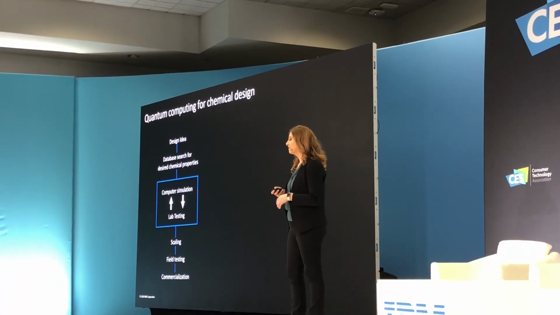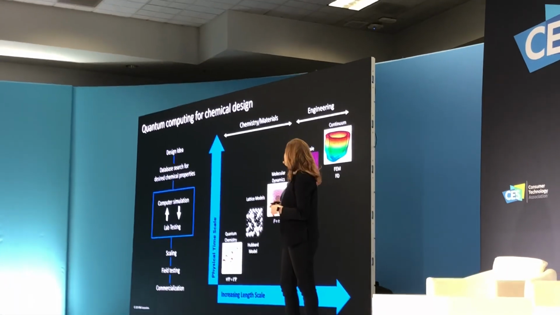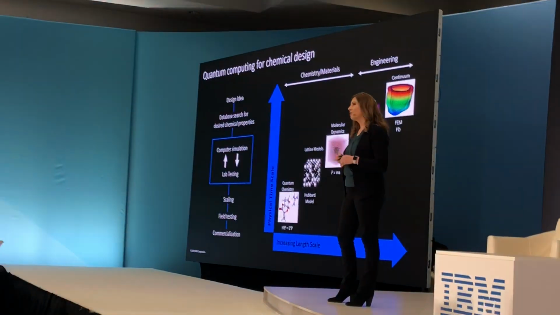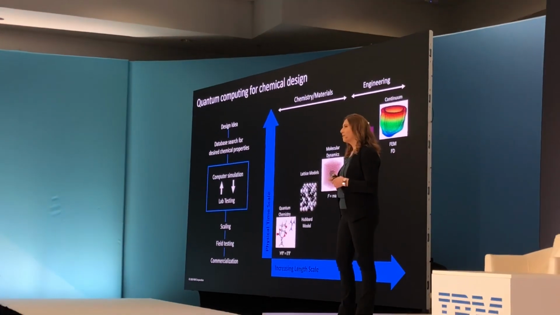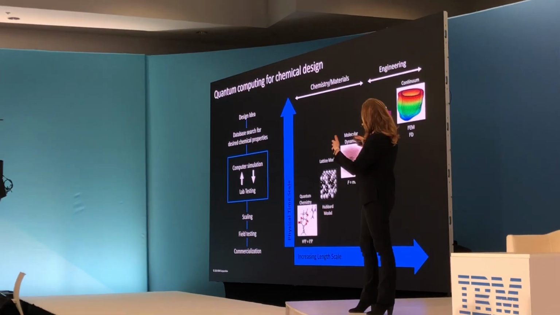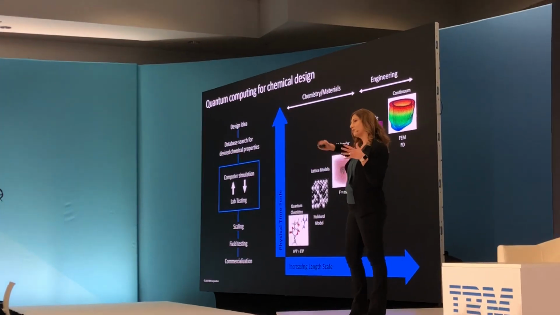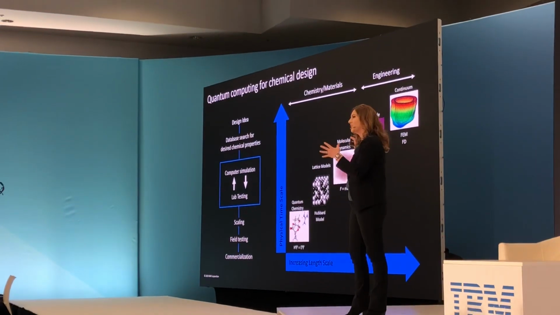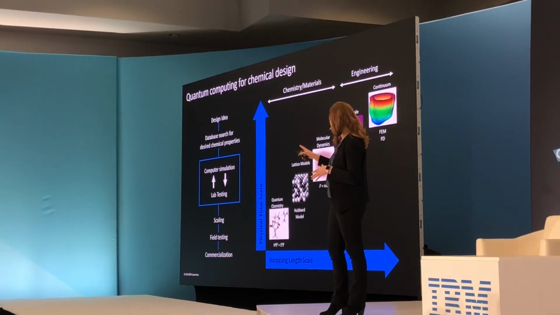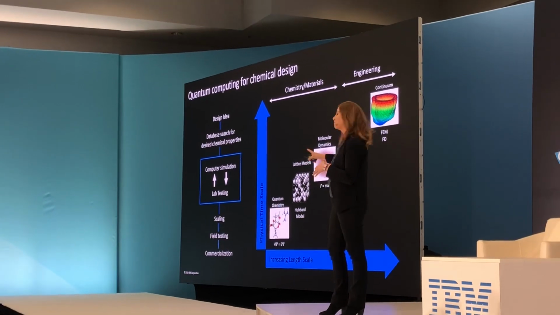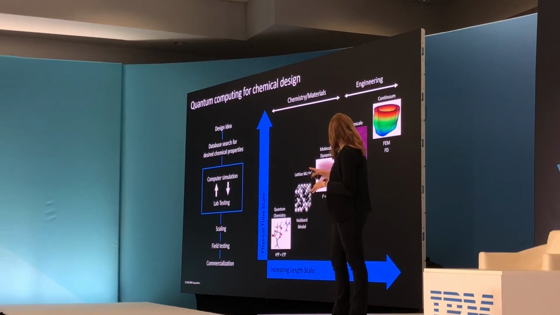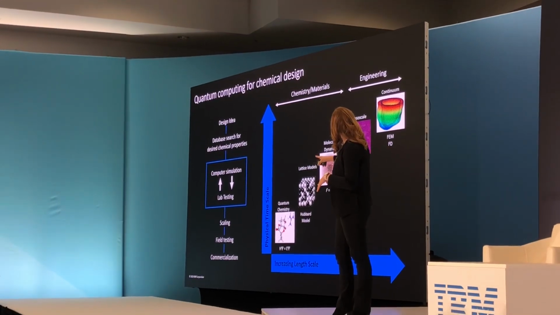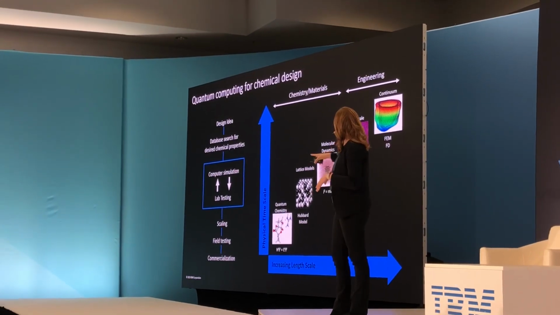In order to simplify this process, we've developed a number of different ways from a classical perspective to actually look at chemical systems. And they range the gamut between chemistry and materials and start falling over into the world of engineering. As we go to increasing length scales, so as we go from something on the atomistic level to something on the mesoscale, the accuracy decreases as you go across.